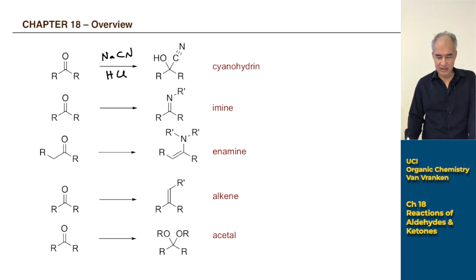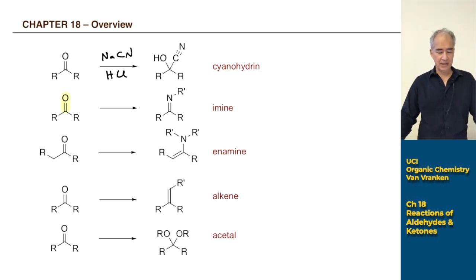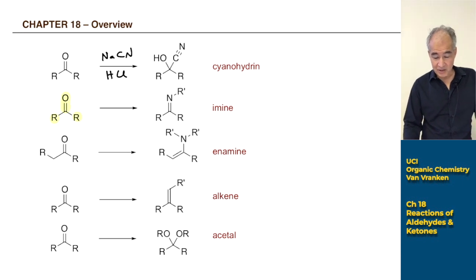Second transformation you need to know is how to take a C=O double bond, like a ketone or an aldehyde. Not esters, not amides, not acid chlorides. Ketones and aldehydes. That's the theme of this chapter. Ketones and aldehydes is what we're talking about this chapter. So R here is carbon, or it could be an H. So how do we convert a C=O into C=N?